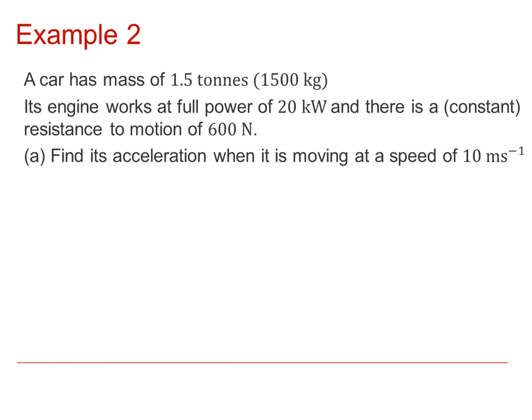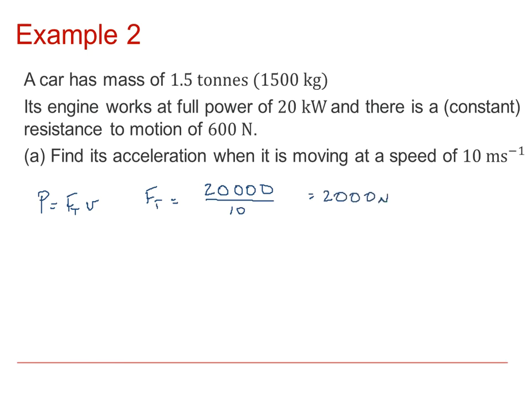In the second question, we've got a car of mass 1.5 tons or 1500 kilograms, and its engine is working at full power of 20 kilowatts. We have a constant resistive force of 600 newtons. We're asked to find the acceleration when it is moving at a speed of 10 meters per second. The first thing to do is to use the formula P equals tractive force multiplied by velocity to work out that the tractive force Ft must be equal to the power, 20,000 watts, divided by the velocity 10, so that gives us 2,000 newtons.